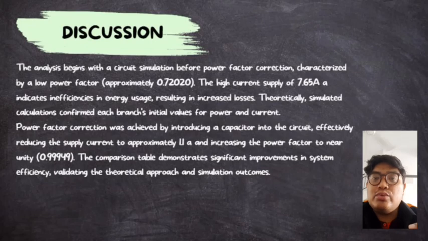Power factor correction was achieved by introducing a capacitor into the circuit, effectively reducing the supply current and increasing the power factor to near unity, 0.99949. The comparison table demonstrates significant improvement in system efficiency, validating the theoretical approach and simulation outcomes.